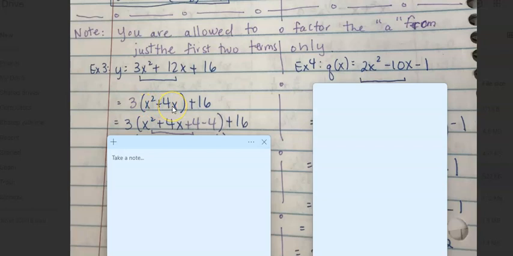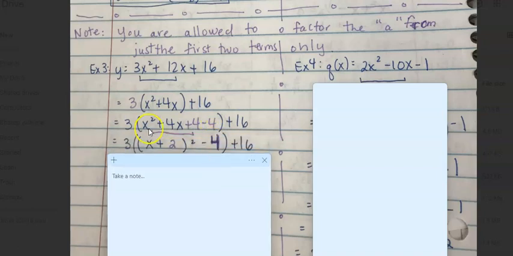X squared plus 4x, if you take half of b, which is 2, and square it, that becomes 4. Inside these parentheses, I'm going to add 4 and subtract 4 so I can counteract each of those numbers. And then I have a perfect square trinomial from my x squared plus 4x plus 4. And as a result, the dimensions of that perfect square would become x plus 2 by x plus 2. But there's still this extra minus 4 here on the outside.